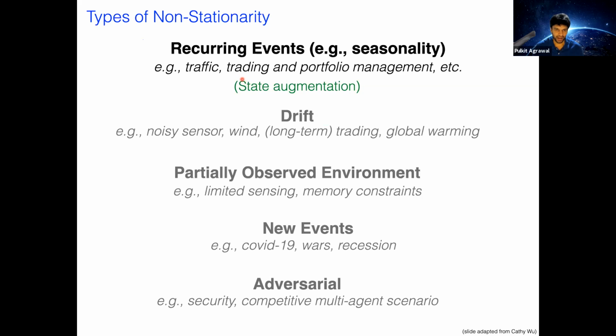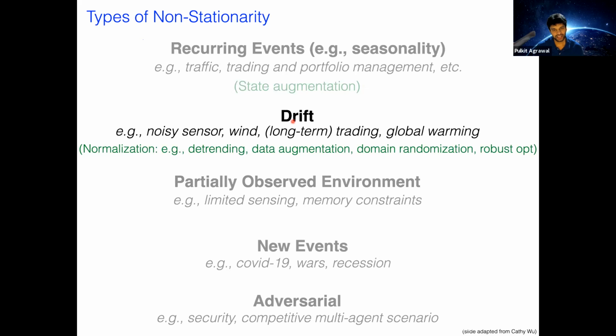So we discussed this part. Now to address drift. So there are a couple of things one can do. One can try to normalize the observations to remove the mean or to remove the drift, which is called detrending. It's a whole field in itself. Then, there are standard techniques like data augmentation, domain randomization, robust optimization that you can leverage.